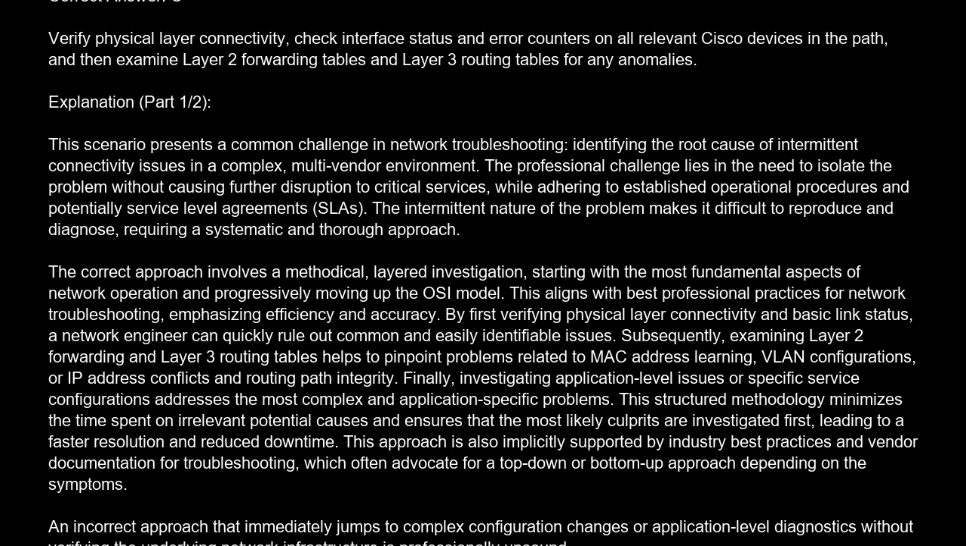The correct answer is C. Verify physical layer connectivity, check interface status and error counters on all relevant Cisco devices in the path, and then examine Layer 2 forwarding tables and Layer 3 routing tables for any anomalies.